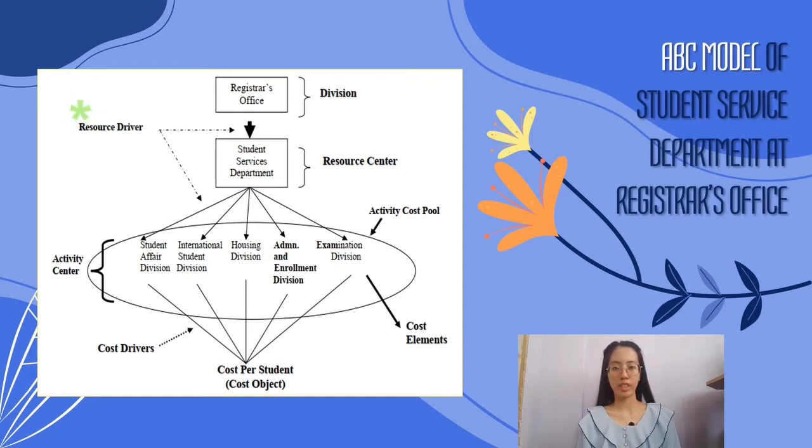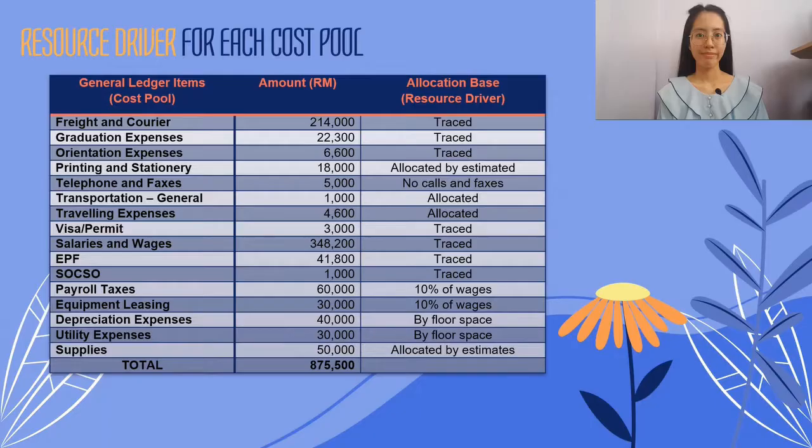The resource driver is also used to disseminate the funding from the Student Service Department to all subdivisions. The table shows the resource driver for each cost pool. The resource driver disseminates each cost element to all the subdivisions for the Student Service Department. The allocation of cost to each subdivision depends on the activities performed.